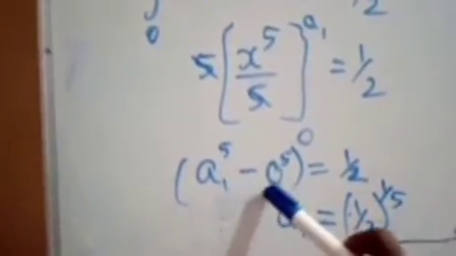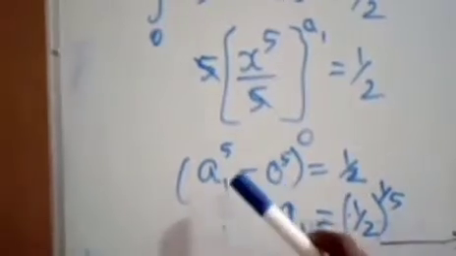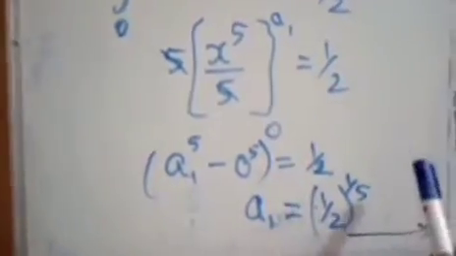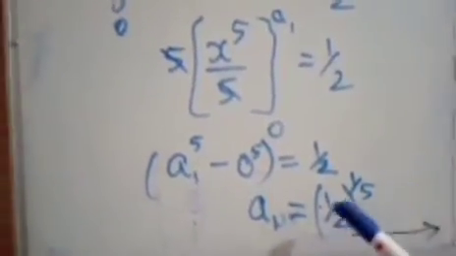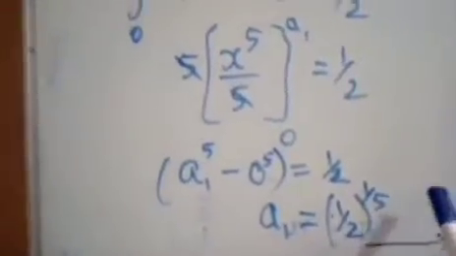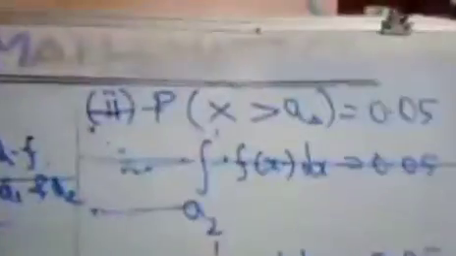So a1 power 5 minus 0 means a1 power 5 is equal to 1 by 2. So a1 is equal to what? The power will change from left to right, so what do you get? a1 equals (1 by 2) whole power 1 by 5. Is it okay?